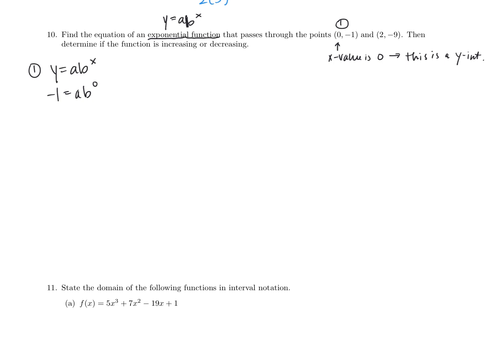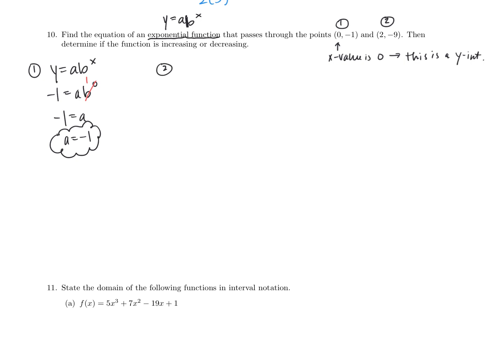Anything to the 0 power is 1. So b to the 0 is 1. A times 1 is a. So we're going to have negative 1 is equal to a, or a equals negative 1, right? So here we've done half the work. We found what a is. You always will find a when you find the equation using the y-intercept. That's always what you will find. Then you're going to use that and the second point to find b.